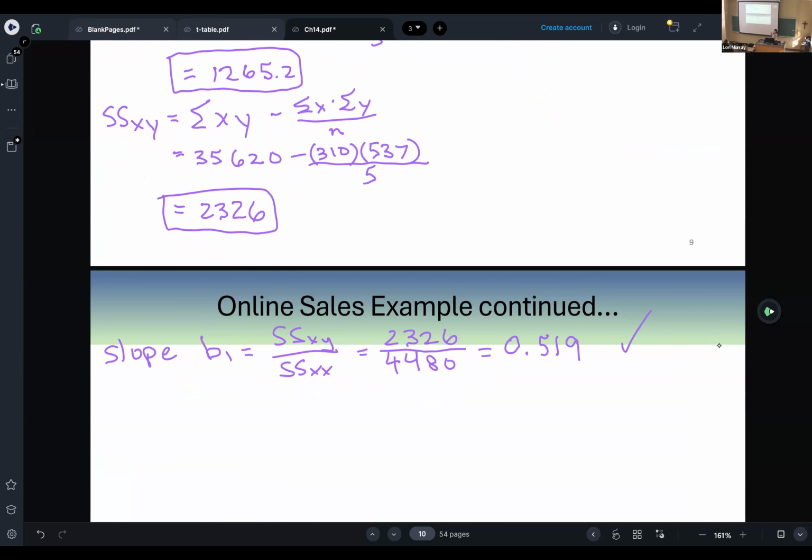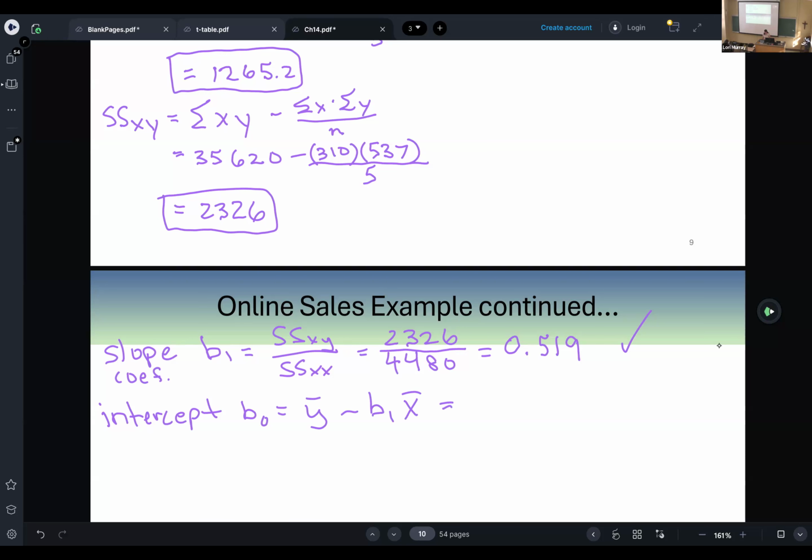We need 2 numbers to get our regression model. That's 1 of 2. The next one is our intercept. And by the way, that's the slope coefficient. And then the intercept coefficient, or I guess you would just call it the intercept estimate. It's just B naught, which is the average of the y's, subtract the slope value multiplied by the average of the x's. So it's the average sales, subtract the slope times the average time spent. We can do that too.